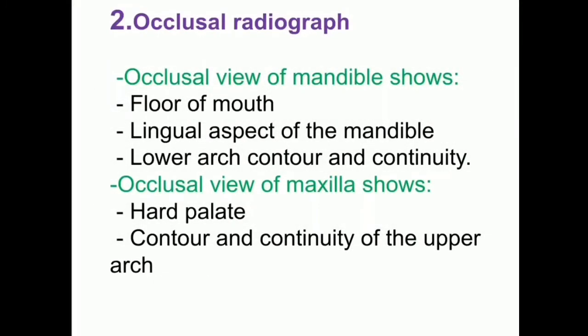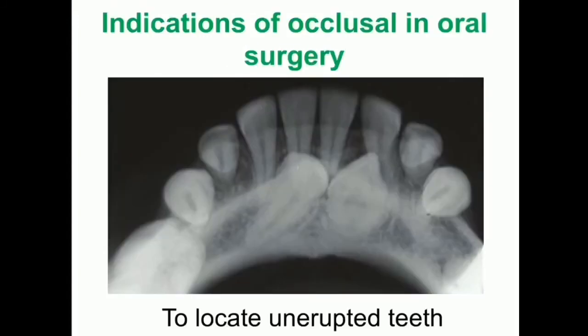The second is the occlusal radiograph. Occlusal radiograph can be for mandible and for maxilla. Occlusal view of mandible shows a floor of the mouth, lingual aspect of the mandible, lower arch, contour and continuity. Occlusal view of maxilla shows hard palate, contour and continuity of upper arch.